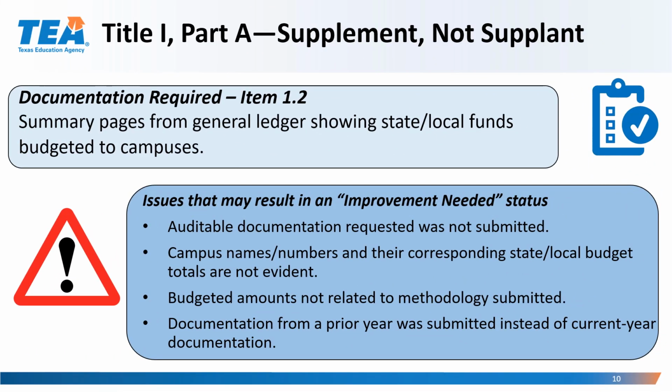Issues that may result in an improvement needed status include the following. Auditable documentation requested was not submitted. Campus names and numbers and their corresponding state and local budget totals are not evident. Budget amounts not related to the methodology are submitted. Documentation from a prior year was submitted instead of current year documentation.